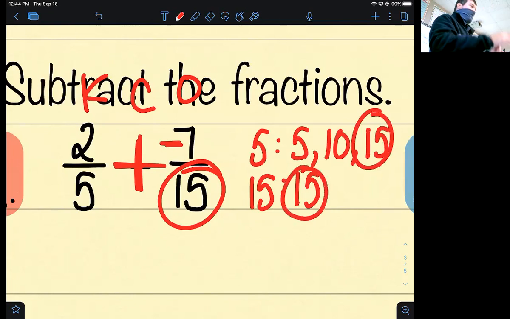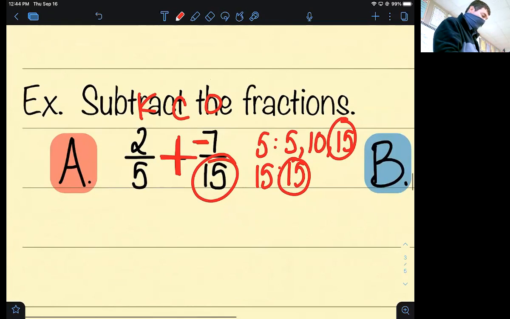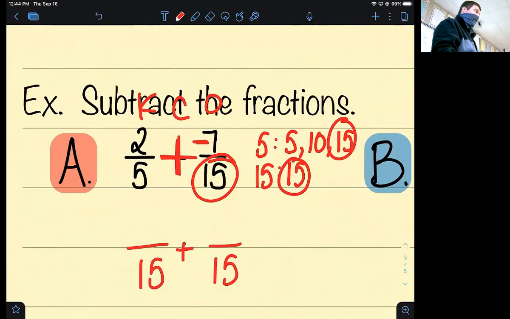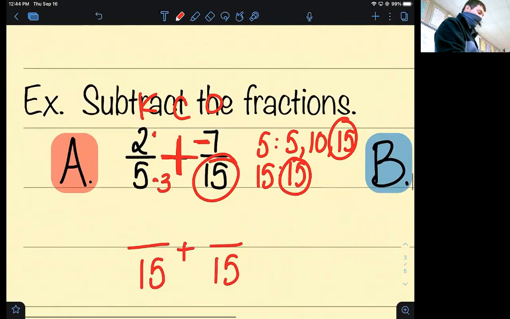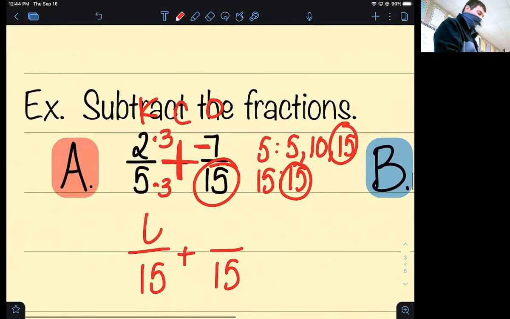So what I'm writing down here is kind of what I'm doing in my head. You don't have to write that down if you don't want to. 15 is going to be our common denominator. Since 15 is the third multiple of 5, we're going to times that by 3 to get our 15. What's 2 times 3? 6. So this just became 6/15. The second fraction never changed at all. So I keep it as negative 7/15.